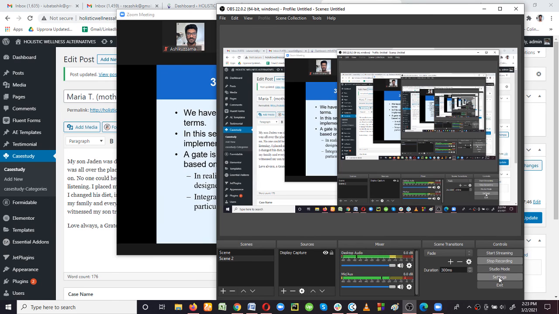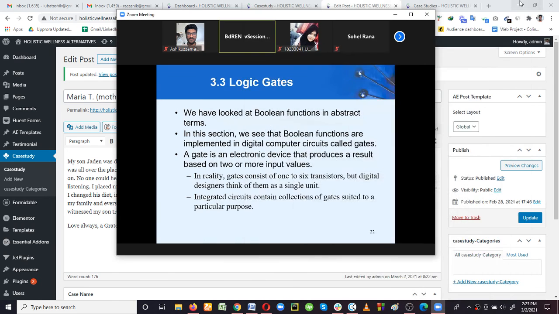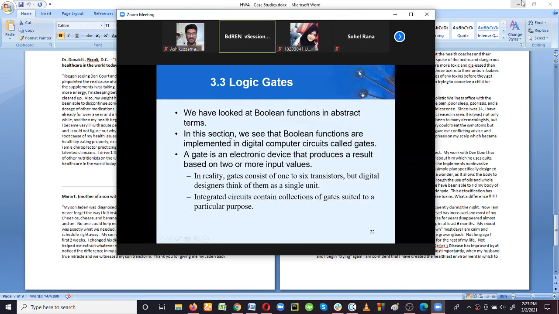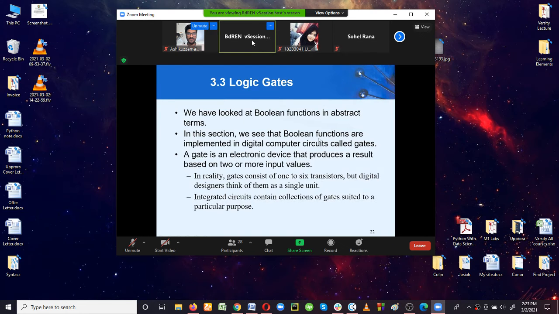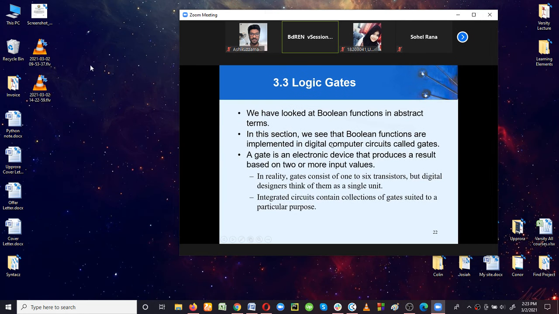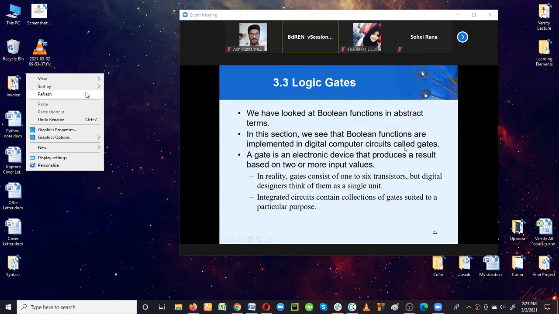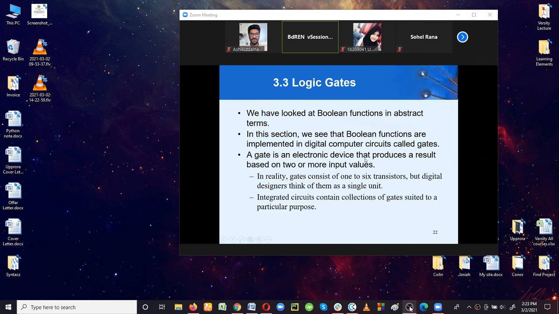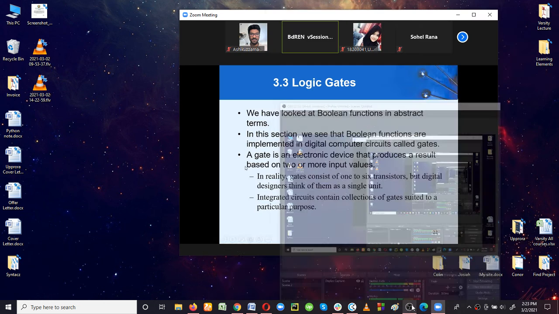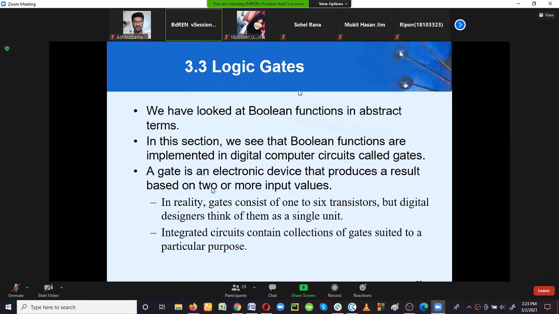Logic gates. We have looked at Boolean functions in abstract terms. In this section, we see that Boolean functions are implemented in digital computer circuits called gates. A gate is an electronic device that produces a result based on two or more input values.